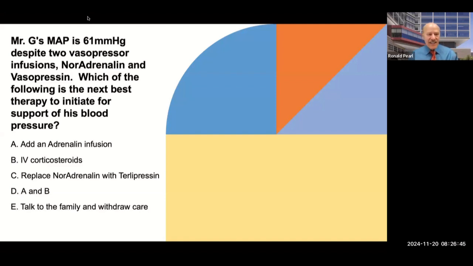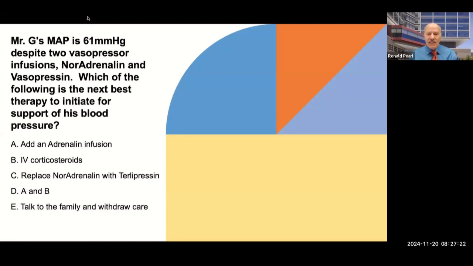This next slide talks about what to do if we are already on 2 vasopressors, in this case, noradrenaline and vasopressin, and with a choice of 5 options. Let me first talk about the corticosteroid option. Here, corticosteroids, we're really talking about hydrocortisone in doses actually slightly lower than for adrenal insufficiency, usually 50 milligrams every 6 hours, or an infusion of 200 milligrams a day.